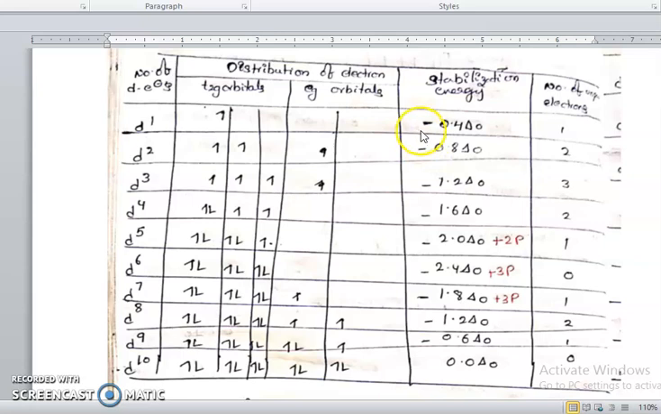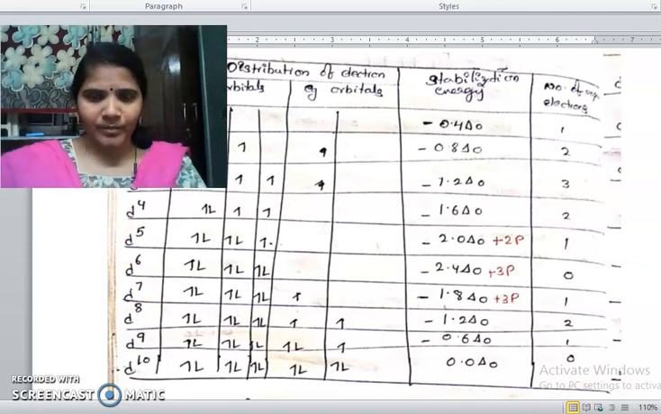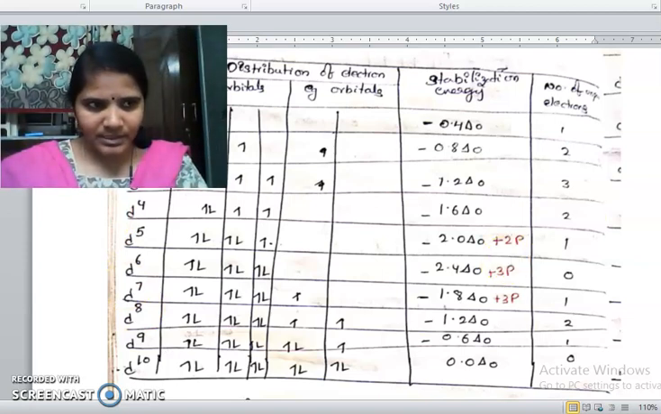Take a look at the stabilization energy. Initially 1 electron is there, so its energy is minus 0.4 delta O, and with 2 electrons it is minus 0.8 delta O. I also represented the lone pairs of electrons here, and the energies vary according to the pairing or number of electrons. This is what I represented in this table.